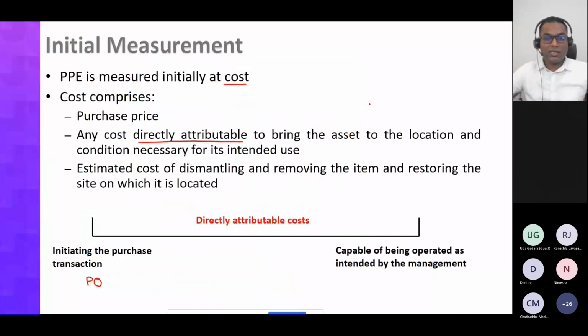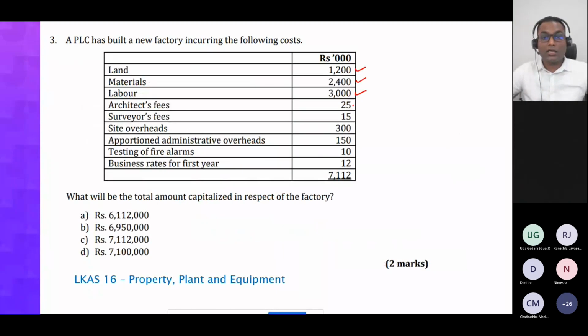Then what about the architect fee? Now think about what I have mentioned over here. Is it a directly attributable cost? If it is a directly attributable cost, if not for the purchase, this cost is not incurred. Now, obviously, if this particular factory is not constructed, this cost wouldn't have been incurred. So you incur this architect fee because you construct this factory, so that it is a what? Directly attributable cost. Same is applicable for the surveyor's fee, right? Same is applicable, because if not for the construction, you wouldn't have incurred this surveyor's fee. So you incurred that because of this construction, so you can capitalize.